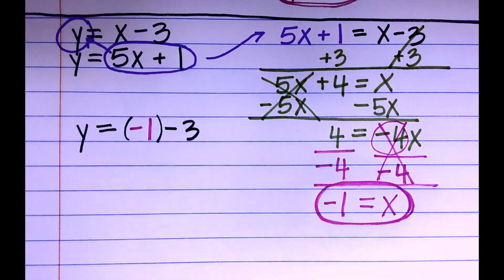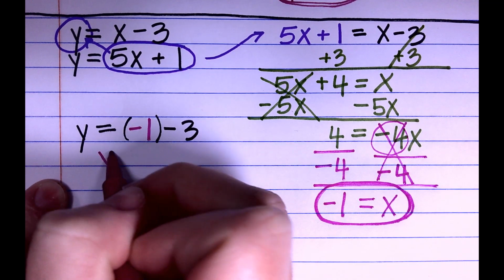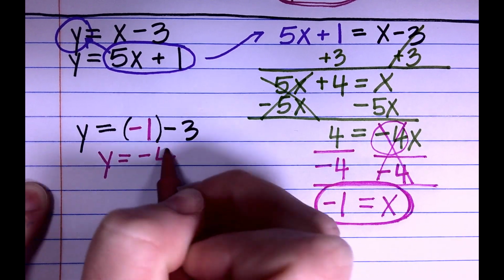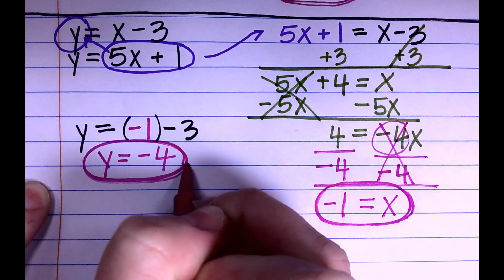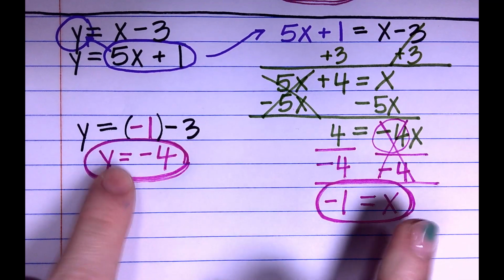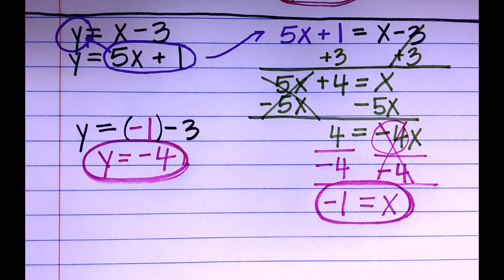So y equals negative 1 minus 3. So what is negative 1 minus 3? Negative 4. So y equals negative 4. And these are your answers. X is negative 1, y is negative 4.